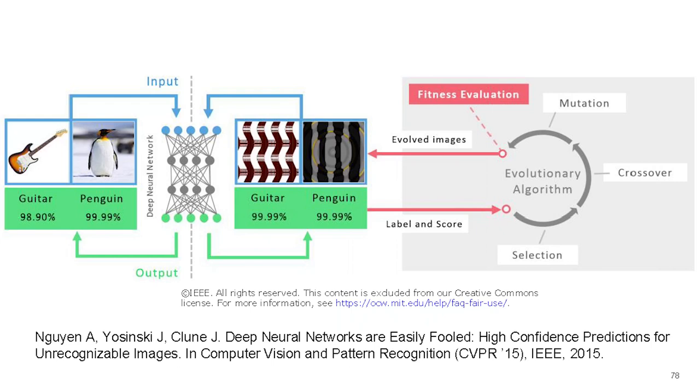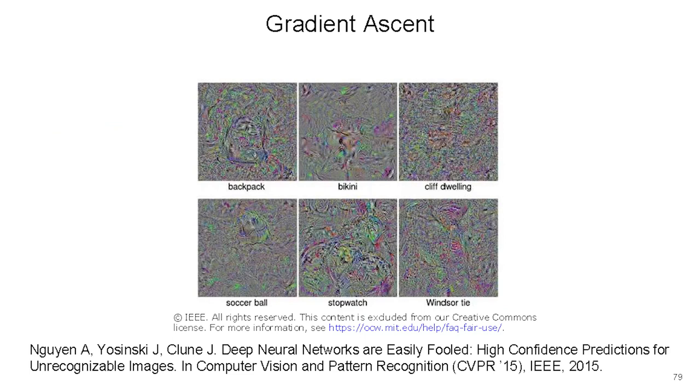So using gradient ascent, these are some of the images that you could produce if you start with just a flat gray image and run it through this algorithm. Here on the side, we have the backpack, and you can actually see the outline of what looks like a backpack in there. And over here, we have what looks sort of like a Windsor tie. But all of these objects, and perhaps there are things in these other images, seem to be lost in the LSD trip of colors here.